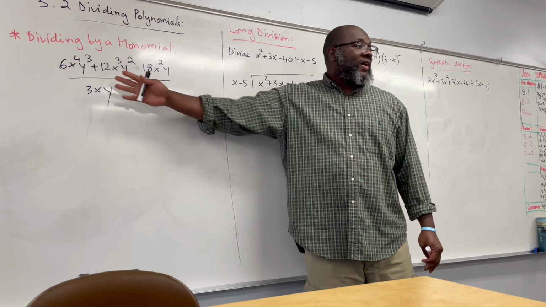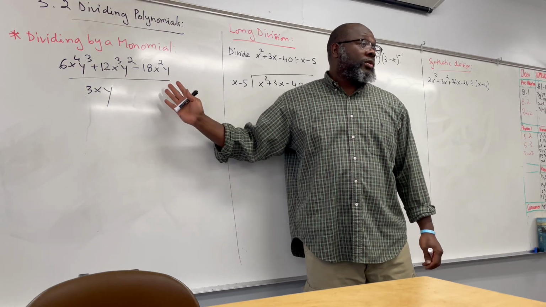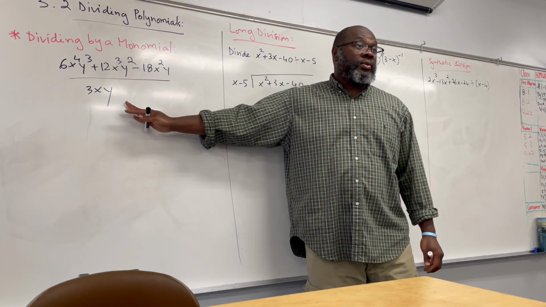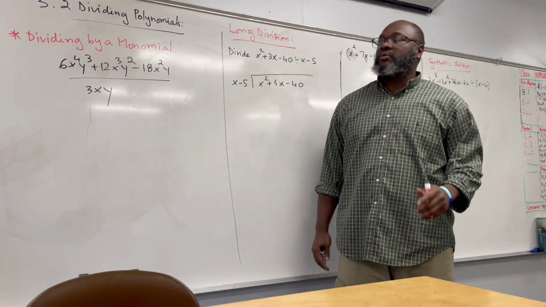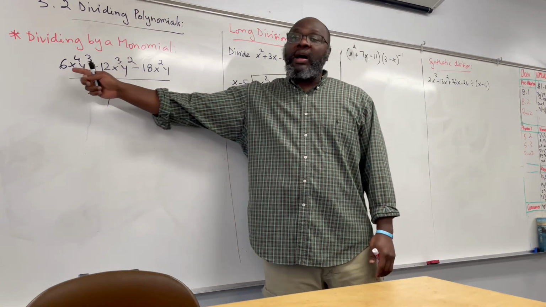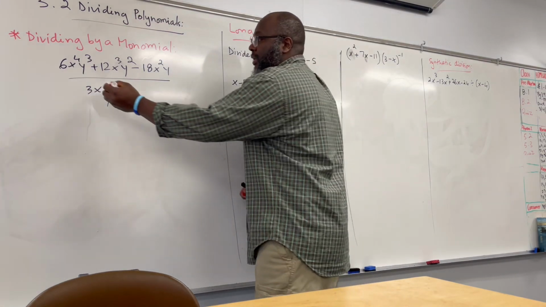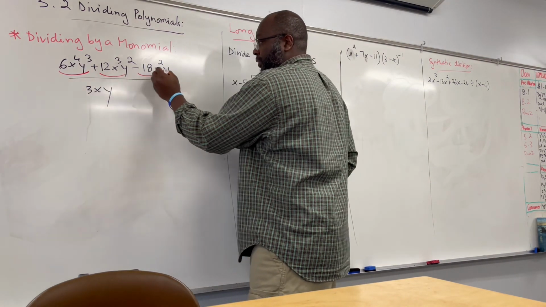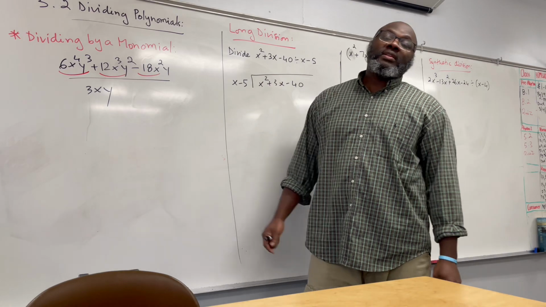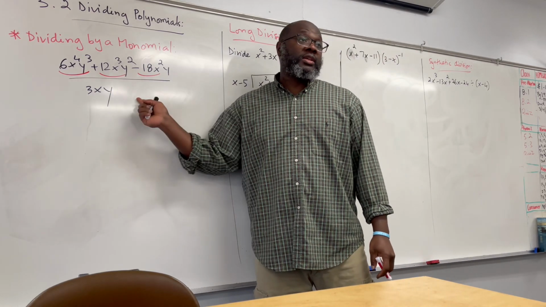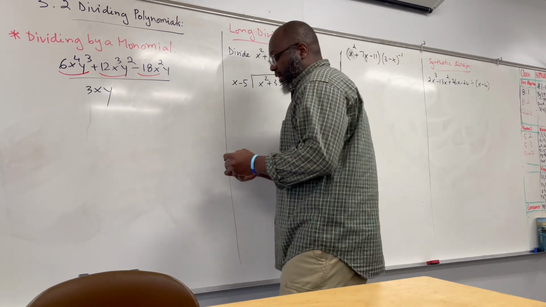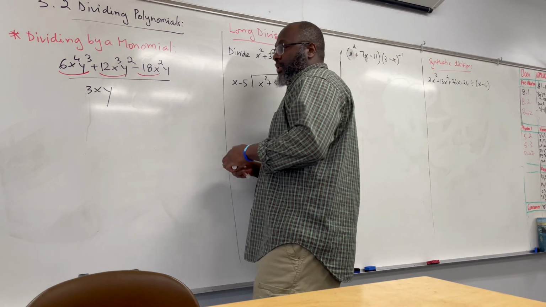So now, in this section, we're going to learn how to divide a polynomial by a monomial, right? So what do you do here? You're going to have to split. How many terms do I have up top? Three. I have 1, 2, and 3 terms, right? I'm trying to divide each term by what? 3xy. So I'm going to take them one at a time, right?